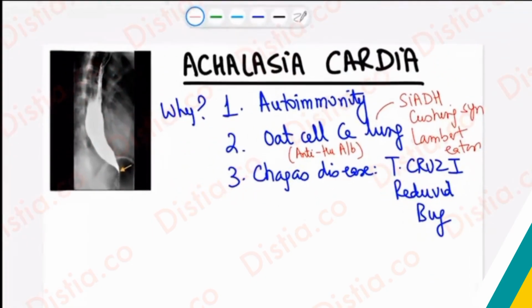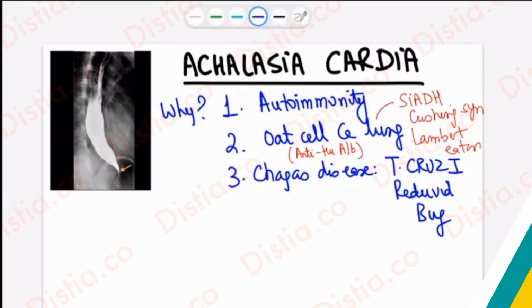Now, what actually is the main problem in this guy? I mean, you can definitely see on the monitor at the moment the bird beak appearance of a barium swallow, but I want to again highlight that the investigation of choice for this condition is not a barium swallow. The investigation of choice for this condition is again esophageal manometry.